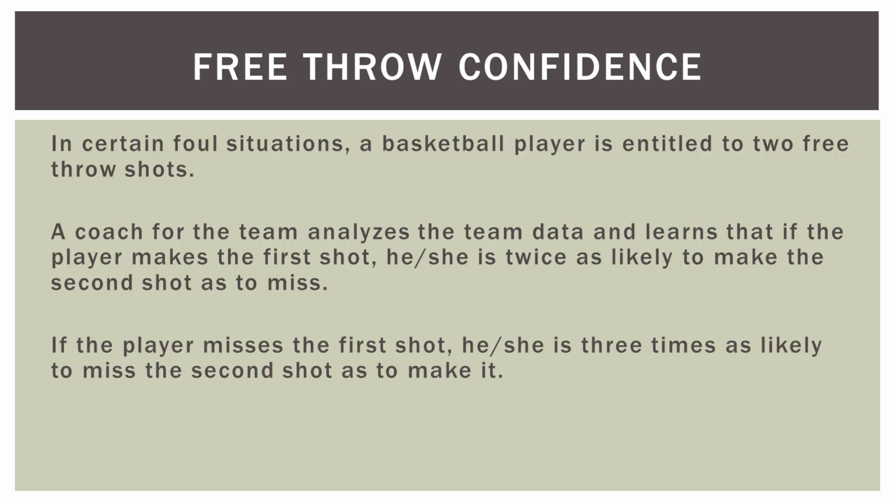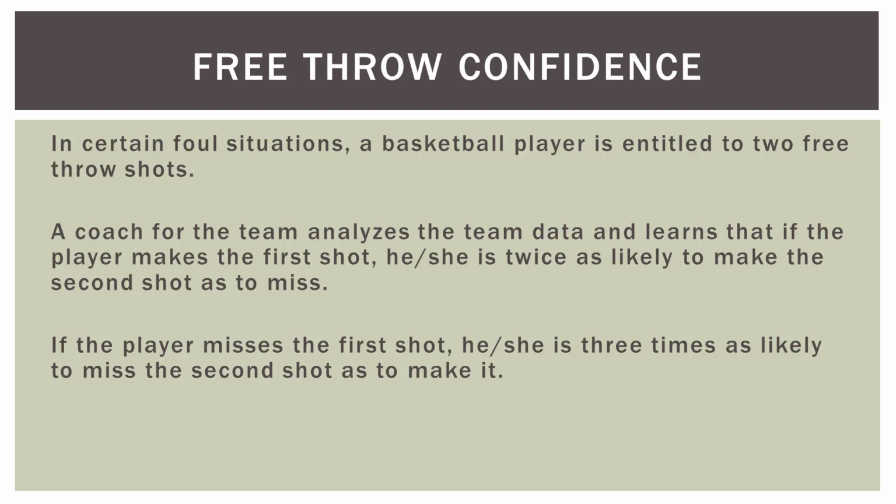Now if the player misses the first shot, he or she is 3 times as likely to miss the second shot as to make it. So if the player shoots the ball and bricks it off the rim, then the player is 3 times as likely to miss the second shot as they are to make it. So again, at least in real world terms, it's this idea of confidence.